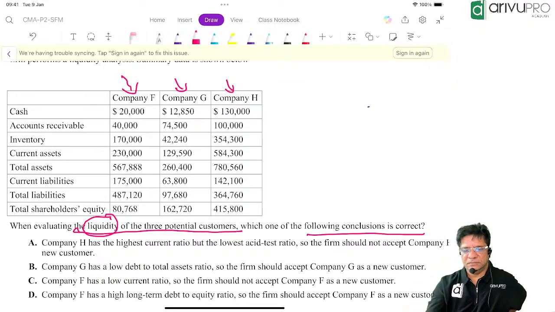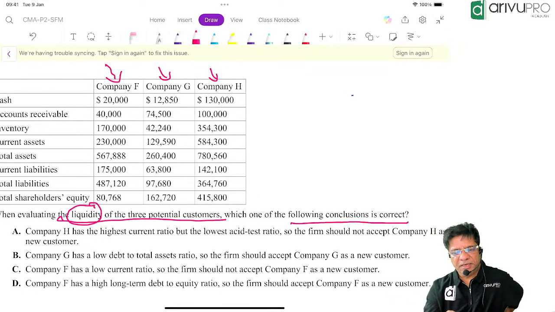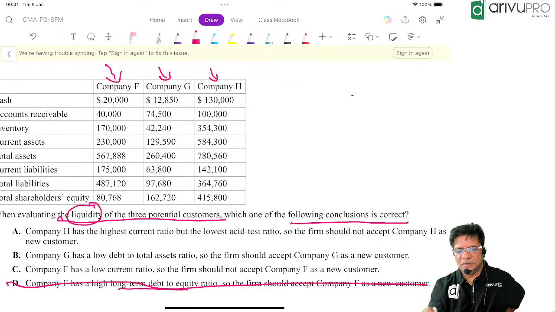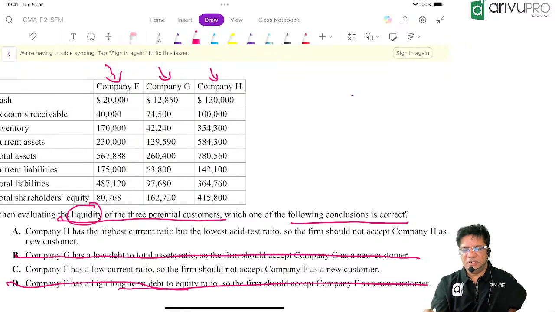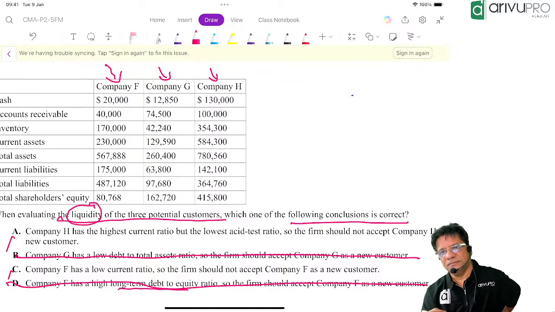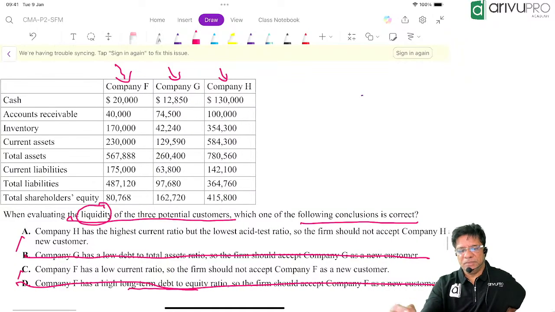Okay, first of all, you need to be smart. A, B, C, D. D is long-term debt to equity, so D is not the answer. That is not liquidity. Low debt to total assets, no. D is out. That is not short term. Highest current ratio, maybe it is A, maybe it is C. Let's check the current ratio.